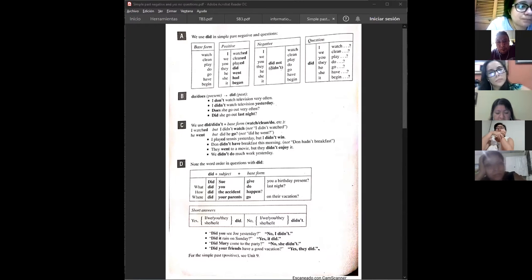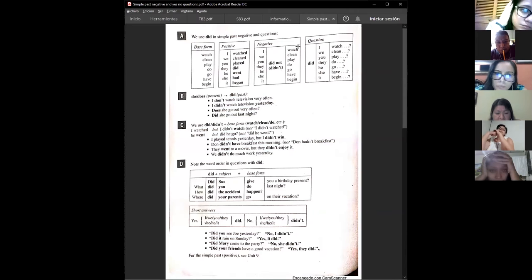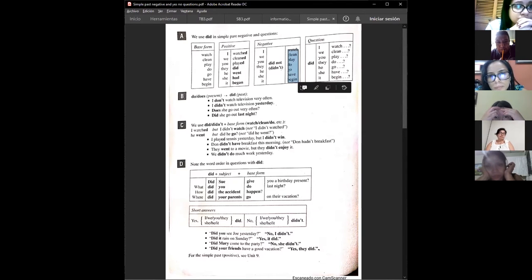Now, when we have a negative form, we use did not or didn't. This is the contraction. But if you see the verb, this part, the verb is in the base form. Why? Because we have the negative. I didn't watch. We didn't clean. You didn't play. They didn't do. He didn't go. She didn't have. She didn't begin. If you see, in negative sentences, we use the base form of the verb as it is in this part. The same happened here.